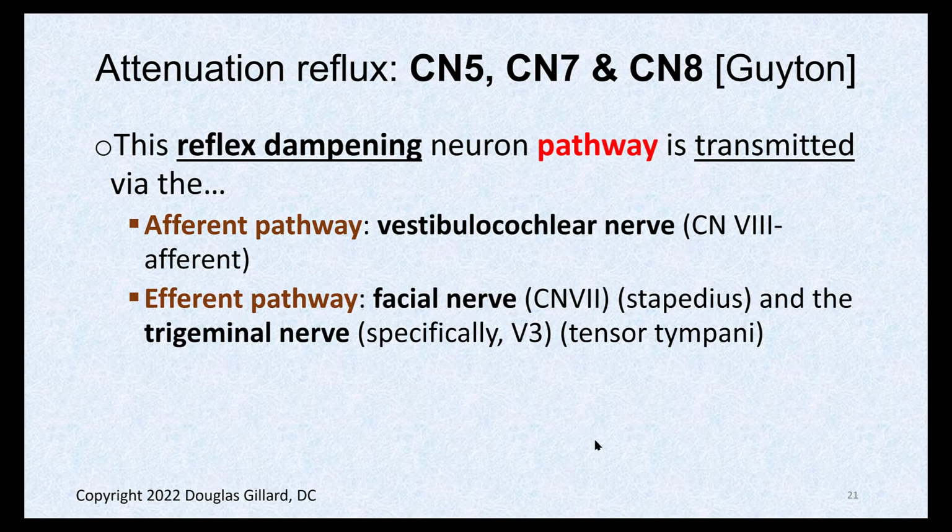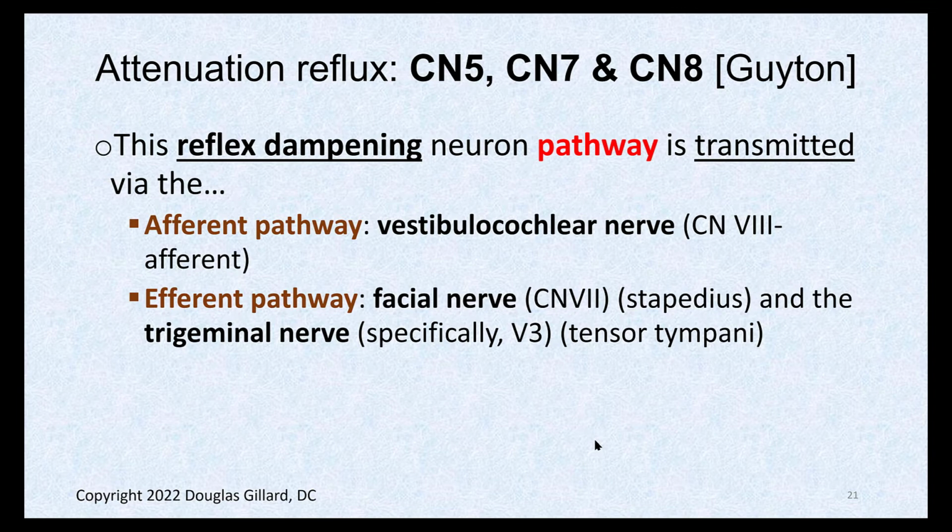You got to know the nerves of this pathway. So the afferents are transmitted down the vestibulocochlear nerve. That's cranial nerve 8. And the efferent motor part of it that goes out to the muscles is the facial nerve for the stapedius, and the trigeminal nerve for tensor tympani.